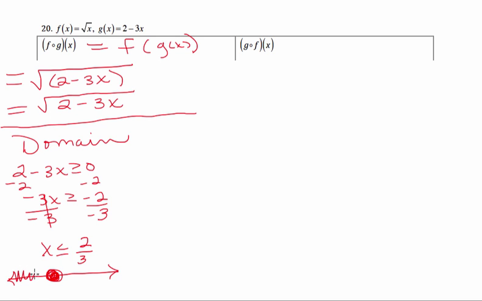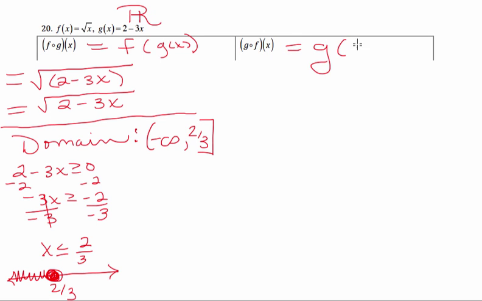So I'm going to shade that over here. And then I just want to make sure I bring in any domain restrictions from g of x that I might have lost somewhere along the way. So g of x has a domain of all real numbers. There are no additional restrictions. My domain is straight up: x has to be less than or equal to 2/3. So that is going to be negative infinity up to 2/3 with a bracket.